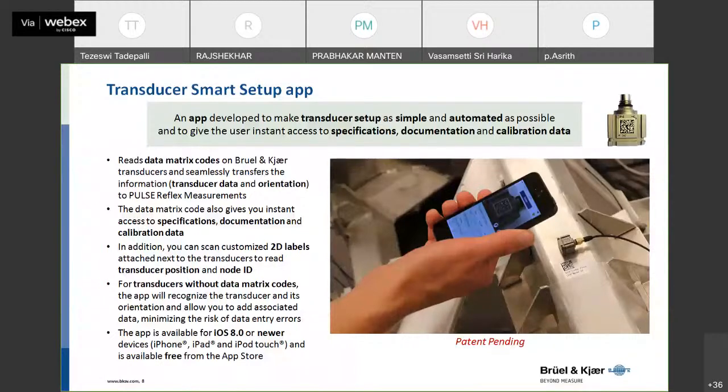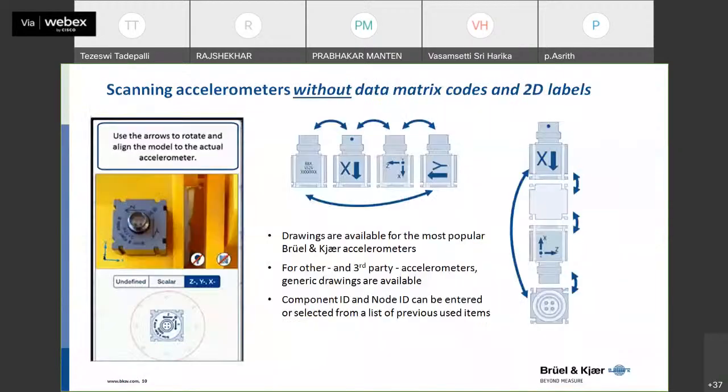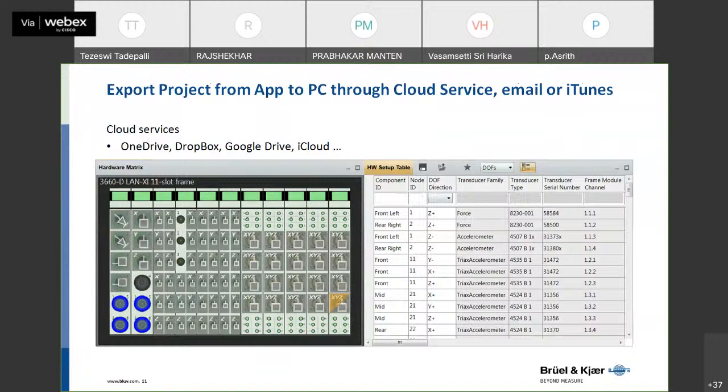So you scan the accelerometer with data matrix code, associated with the 2D labels. You can improve the lighting, take the information, and all this goes into your software. You then look at the data acquisition system, and you can see that the component ID, the node ID, the degree of freedom direction, the type of transducer, everything is picked up into the data acquisition system, including the serial number and the orientation. So this gives you an idea of how the data goes into the system.